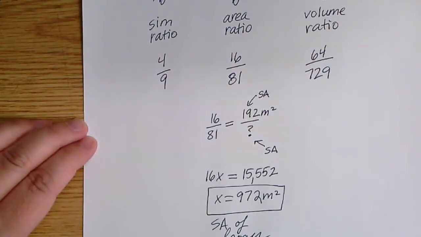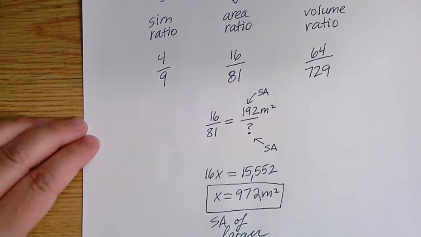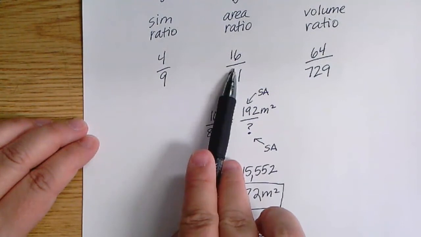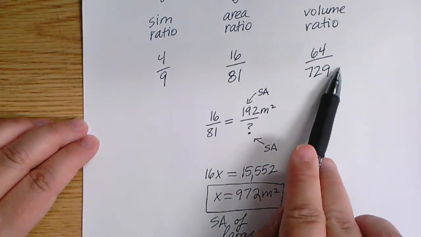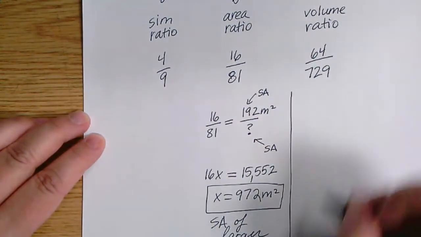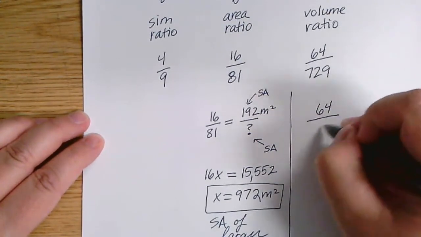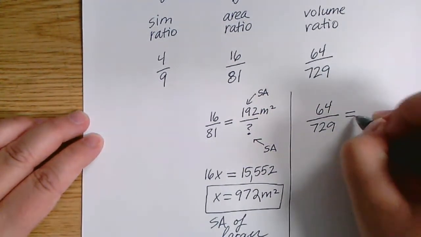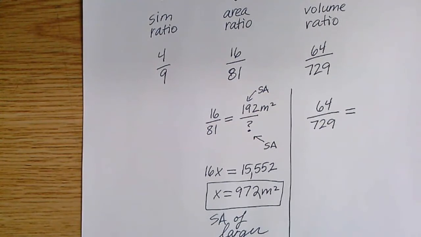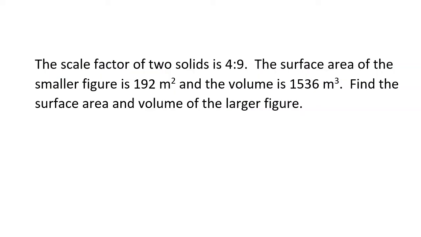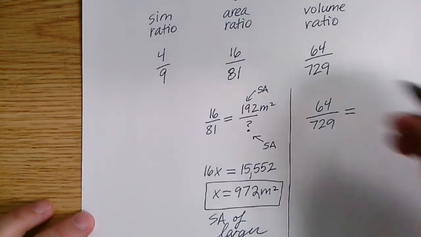Then they asked me to do the same thing, compare their volumes. To compare their volumes, I won't use an area ratio, I'll use a volume ratio. So I'm going to set up a different ratio, 64 over 729. They could have given me the larger figure's volume, but they chose to give me the smaller volume. It says the volume is 1,536 cubic meters.